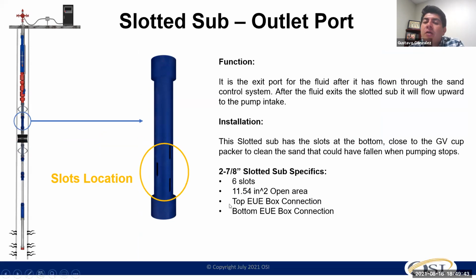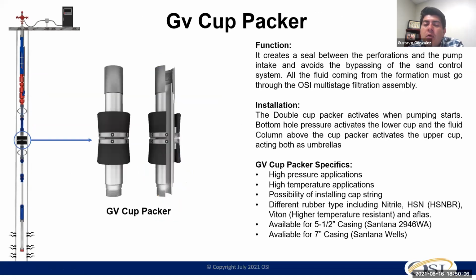So the key point is always to design with enough open area. How we do that is we analyze the number of slots versus the total fluid that you're lifting. With traditional 2.78 tubing, your regular open area is around 4.68. In this case, we always try to go at least 2 to 3 times more open area to avoid any plugging or any issue.